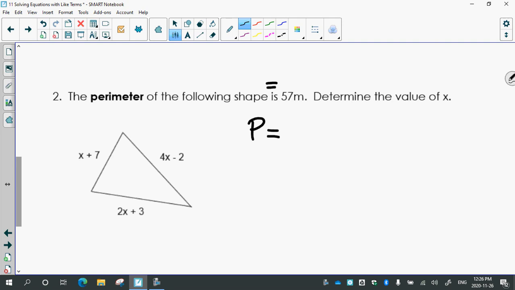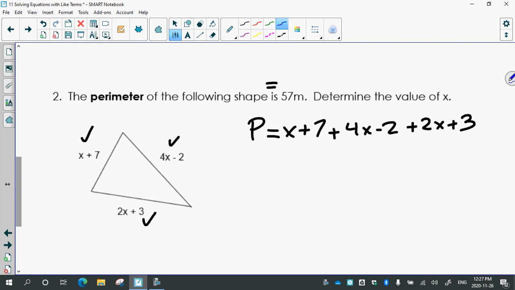So here's my first side, x plus 7. Perimeter, I have to add all the sides together. Then I add on the next side. Then I add on the last side. So pretending it's still yesterday's question, just like yesterday, I'm going to try to simplify by collecting the like terms.